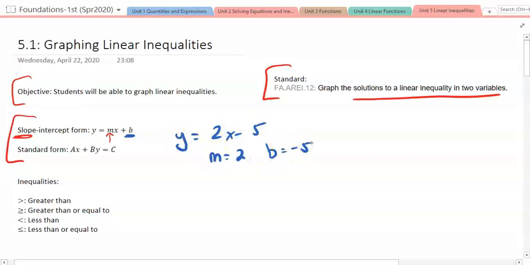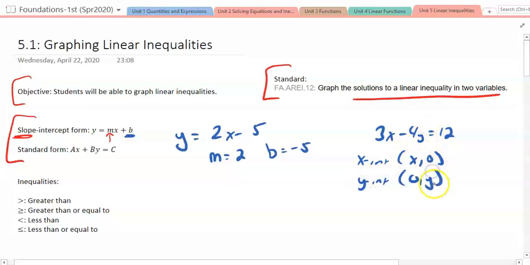Now, if we're dealing with something in standard form, like 3x minus 4y is equal to 12, remember that that is not going to just show me the slope because I have it next to the x. This 3 is not the slope. We can do one of 2 things. We can solve for our intercepts. The x-intercept will be x comma 0, so I plug in 0 for the y and solve for x. The y-intercept would be 0 comma y, putting 0 for x and solving for y. Or I could solve the entire equation for y and get it into slope-intercept form. Just a quick review on that.